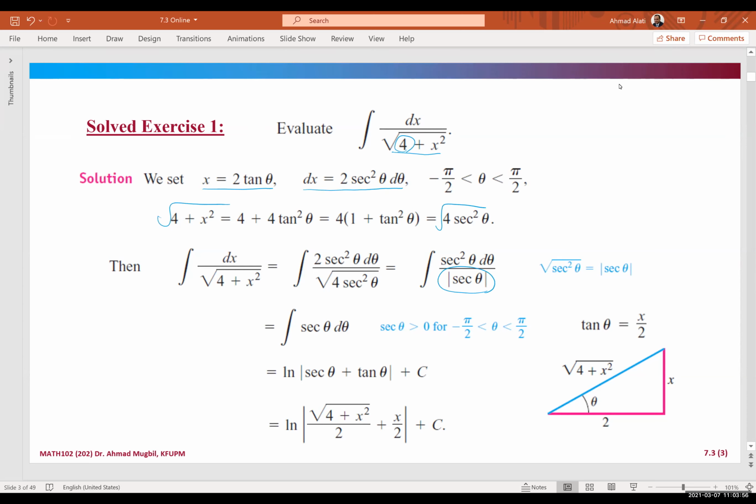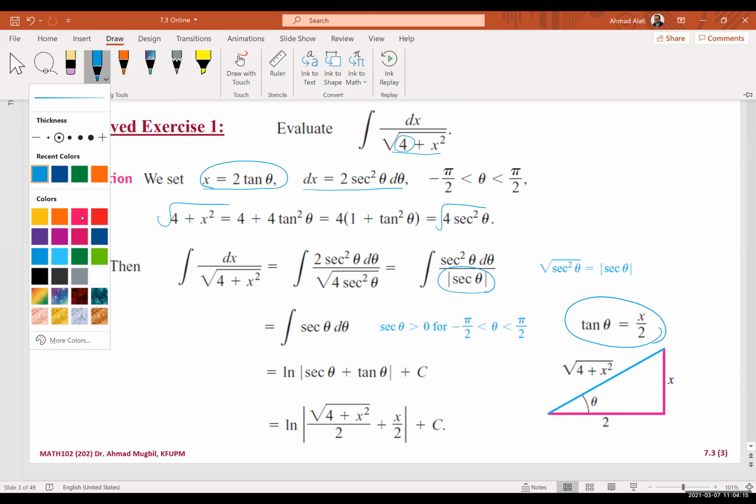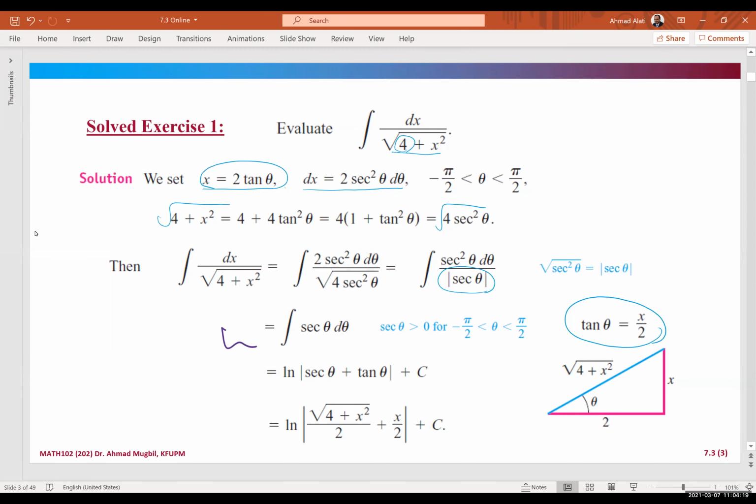Cancel. Now to substitute back, look, you need to consider the reference triangle. How to do that? From the first substitution that you did. So here it is. This is tan theta equals x over a. Let me change the color here or make it a little bit wider. I think this color is okay. Good.